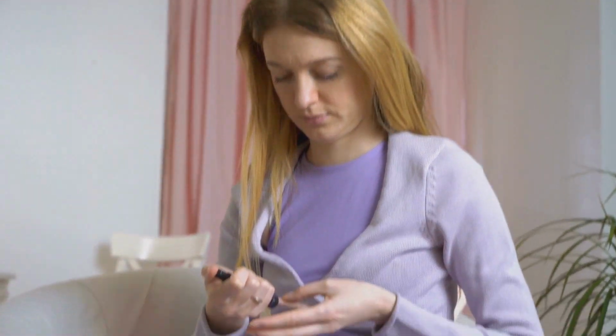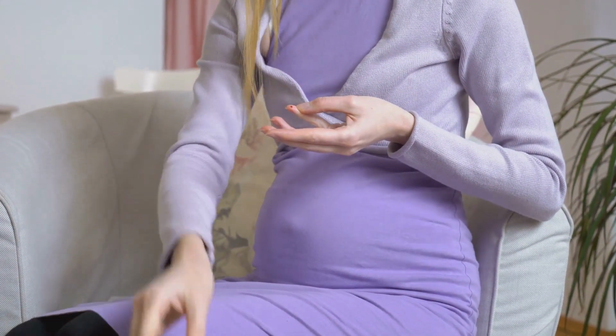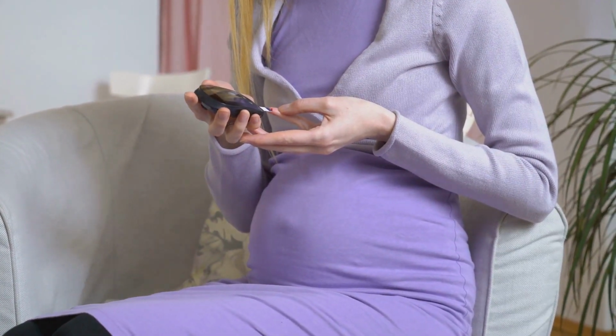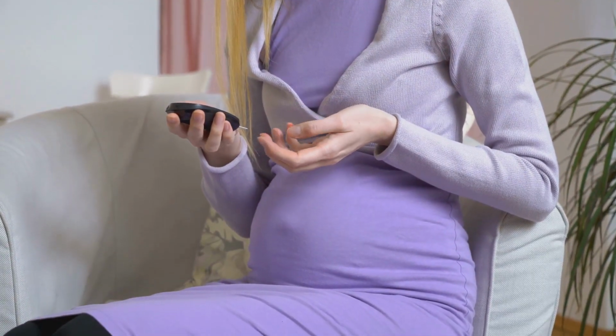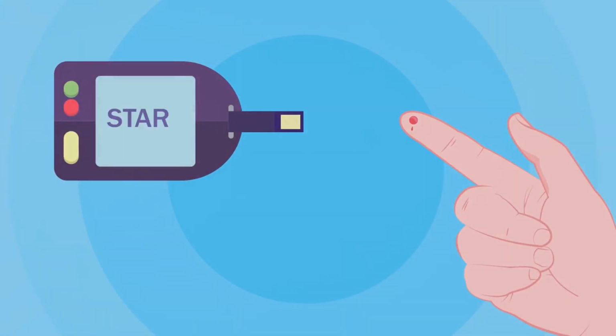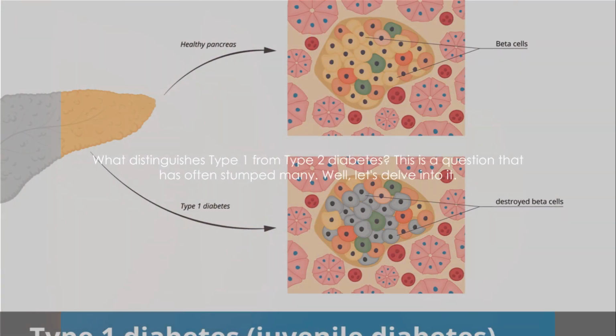Then comes gestational diabetes, which occurs during pregnancy. It's like a temporary lock change that usually resolves after delivery, but may leave the mother with an increased risk of developing type 2 diabetes later in life. So now that we have a basic understanding of diabetes, let's delve deeper into the differences between type 1 and type 2. What distinguishes type 1 from type 2 diabetes?